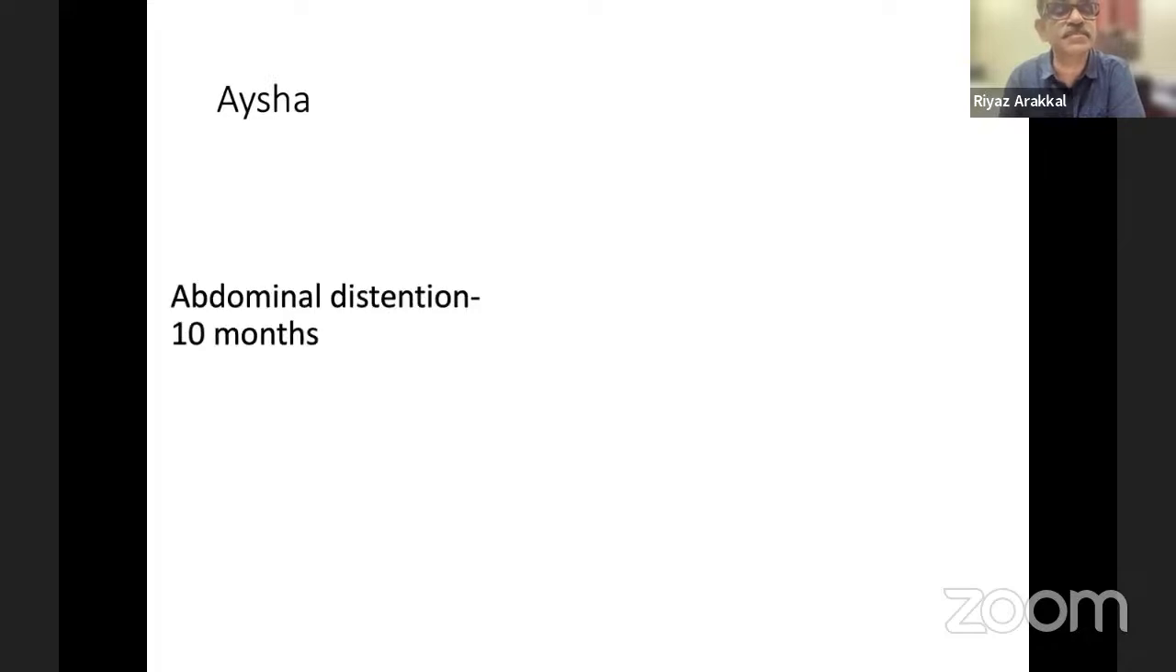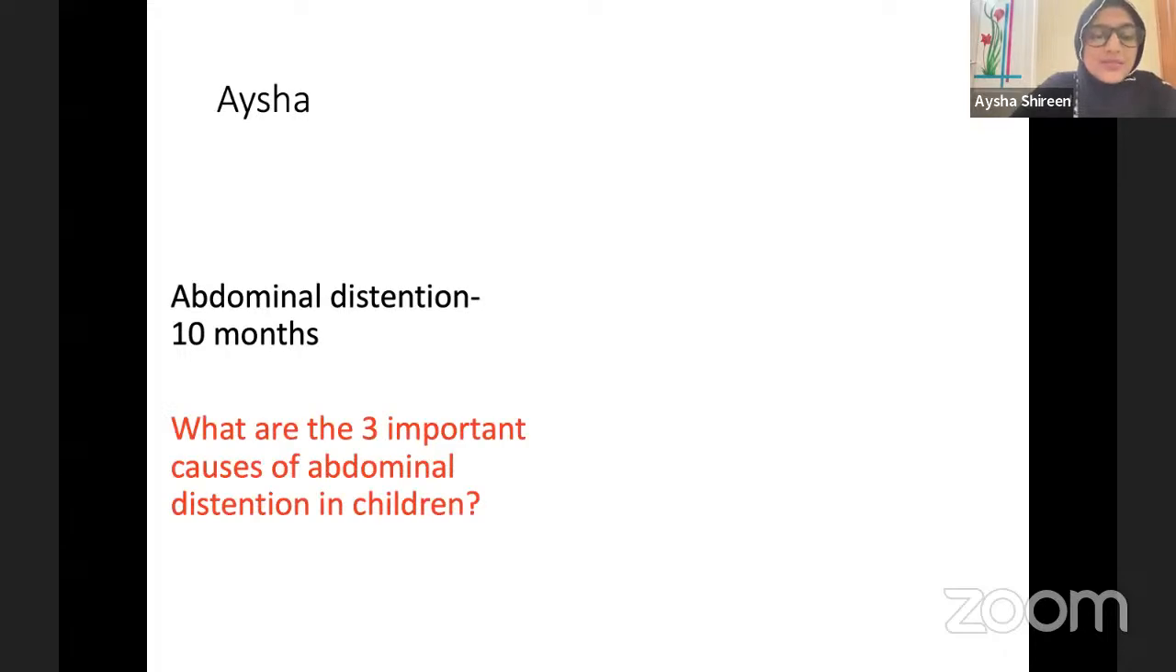And she was having abdominal distension for the last 10 months. Now, what are the three important causes of abdominal distension in children? Anybody other than Aisha? Anybody in the chat box? The three important causes of abdominal distension in children.